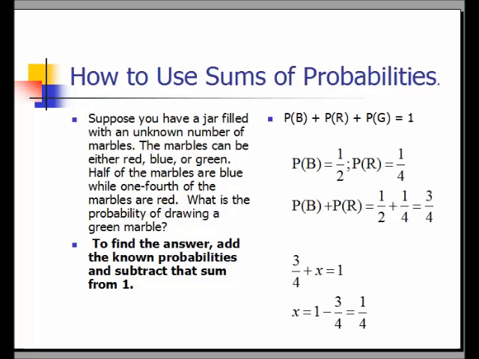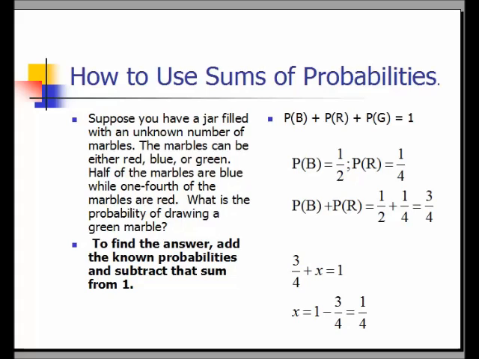Here's an example of how to use that fact to find the sums of probabilities. Suppose you have a jar filled with an unknown number of marbles. The marbles can be either red, blue, or green. Half of the marbles are blue, while 1/4 of the marbles are red. What is the probability of drawing a green marble? To find the answer, add the known probabilities and subtract that sum from 1.